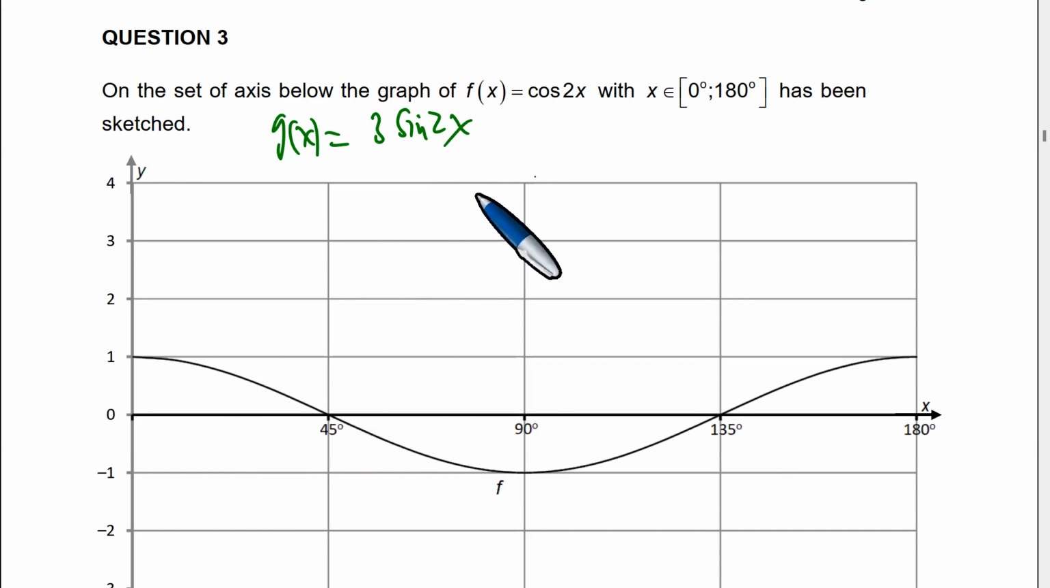Okay, let's start quickly. You can just take the points between 0 and 180 degrees. At 0 degrees, you substitute: 2 times 0 is 0, sine 0 is 0, so it's going to be here. Next you can take 45 degrees. What is 2 times 45? 2 times 45 is 90. Sine 90 is 1, 3 by that, so it's going to be 3 here, and it's going to do this. 2 by 90 is 180. Sine 180 is 0.